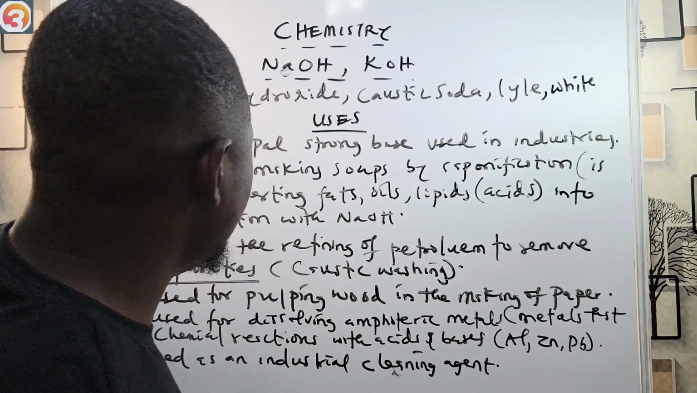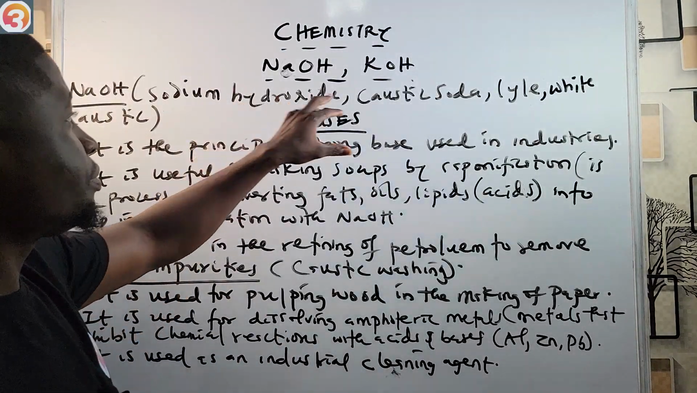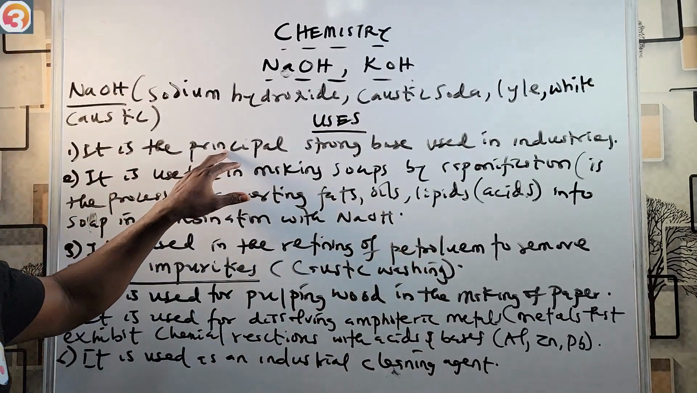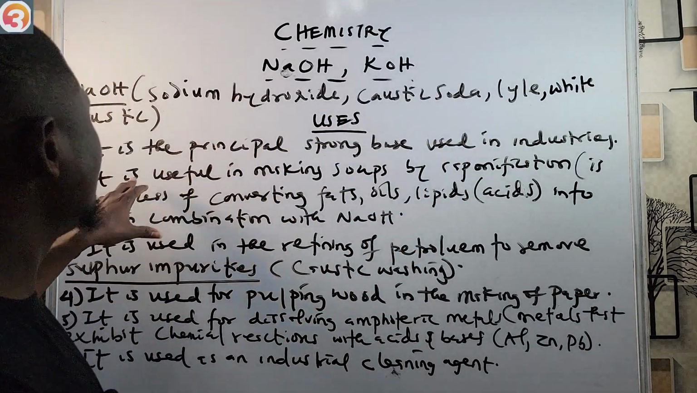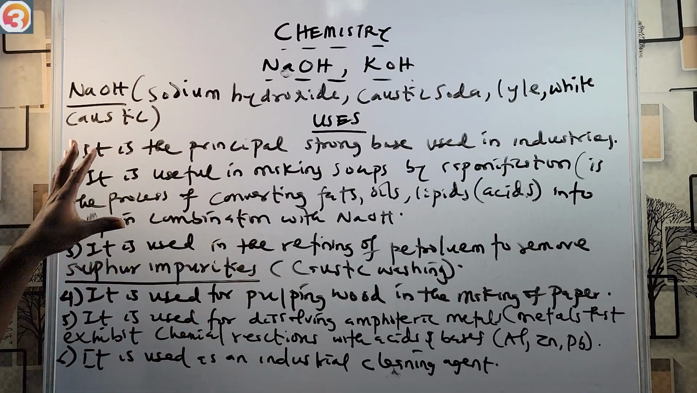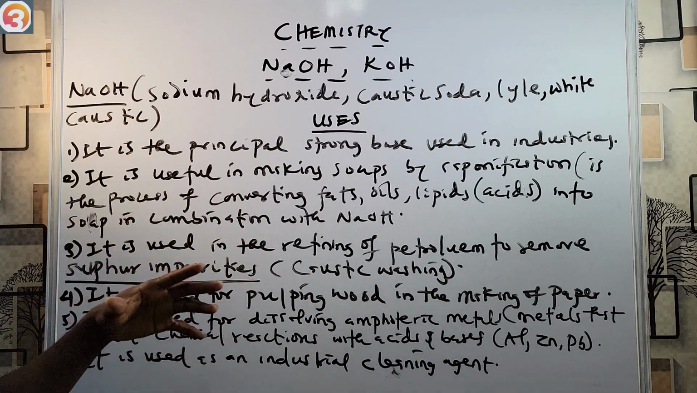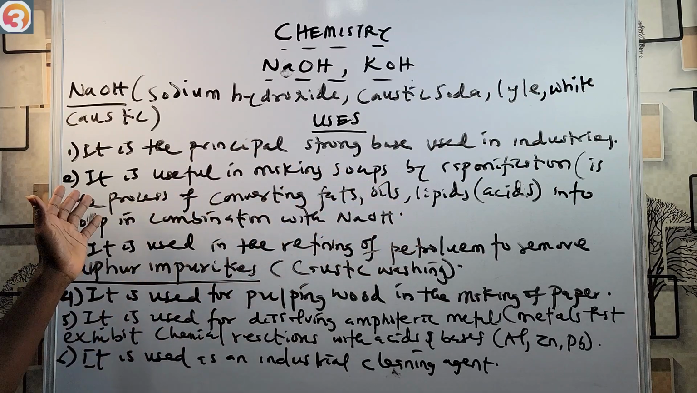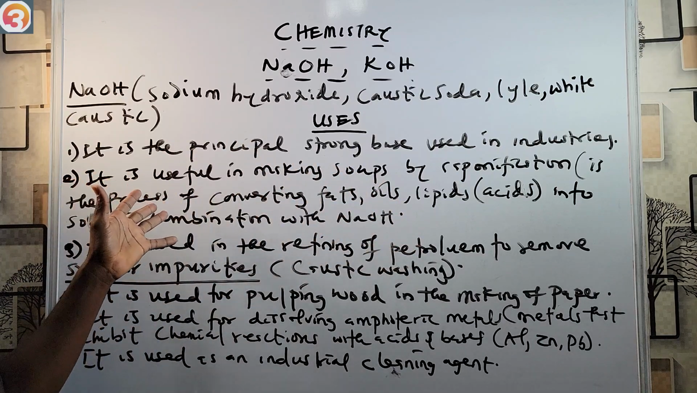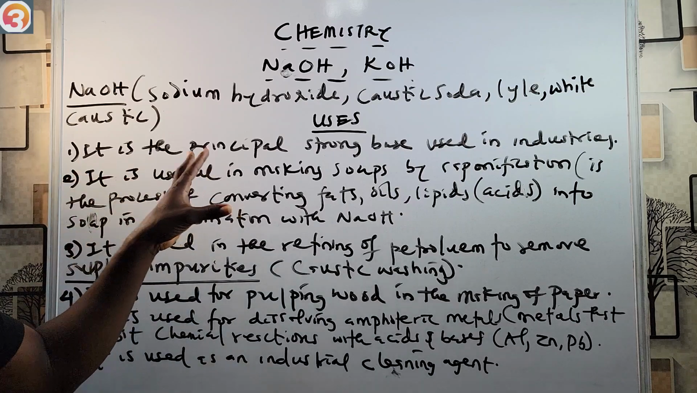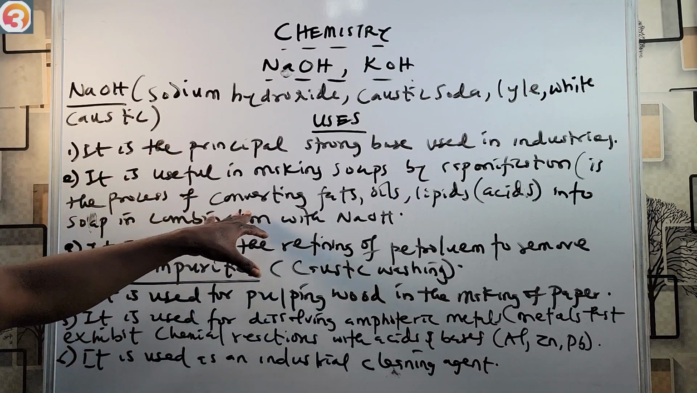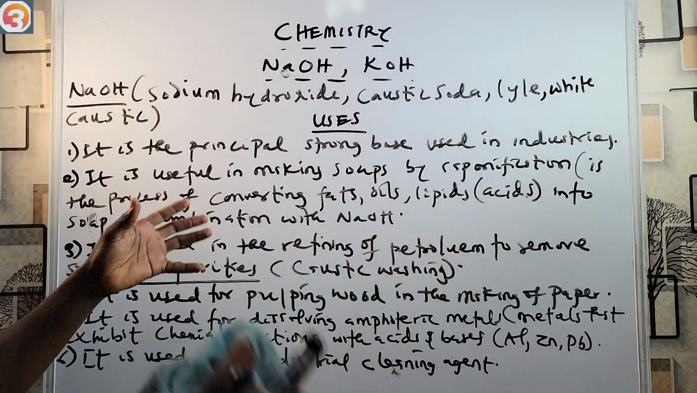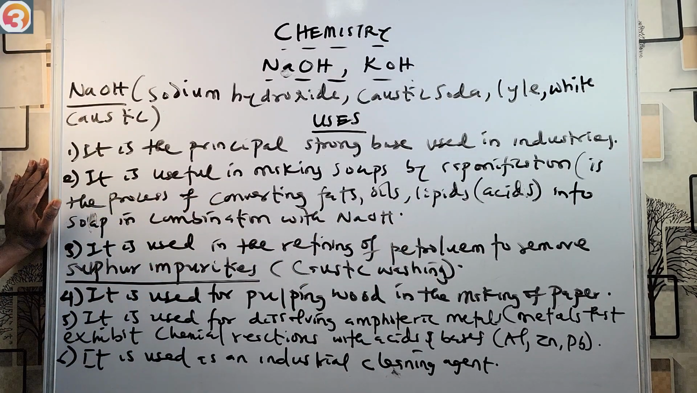Right, it's a strong base first of all to start with, and it is called caustic soda, lye, or white caustic. It's the principal strong base used in the industry. It is useful in making soaps by saponification, a process that converts fats, oils, and lipids, the fatty acids generally, into soap in combination with sodium hydroxide.